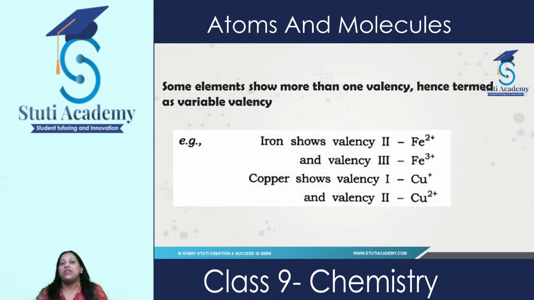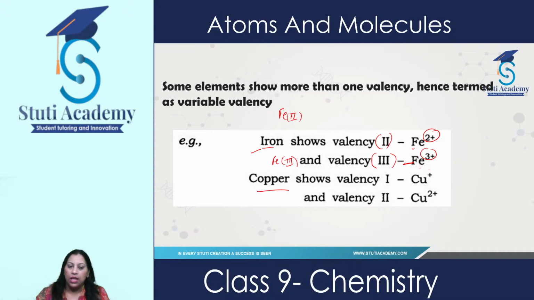Now sometimes some elements show more than one valency, and we call them variable valency. Examples of such metals are iron, which has valency Fe2+ and Fe3+. So we call it iron, and in brackets I'll write 2 like this. Remember, if iron 2 is written, it means Fe2+, and if iron 3 is written, then you need to write valency Fe3+. So I hope till here it is clear.